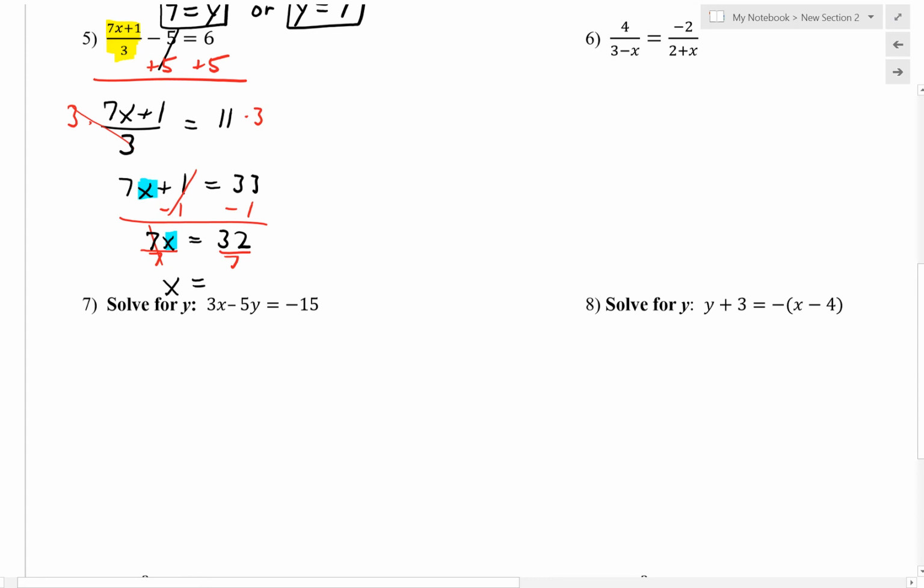As fractions, we want to see if we can reduce. In this case, we cannot. So we're going to go ahead and leave our answer as 32 over 7, or 32/7.